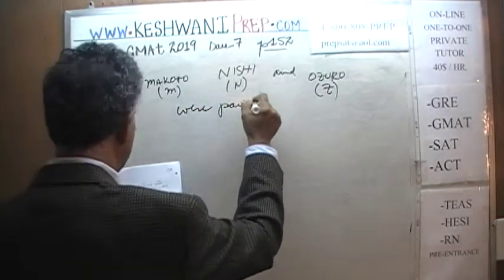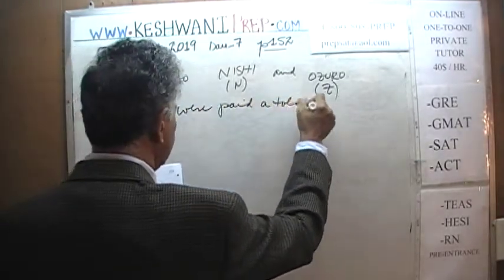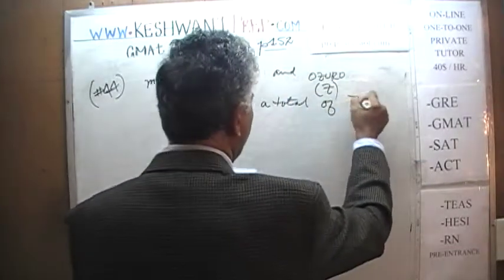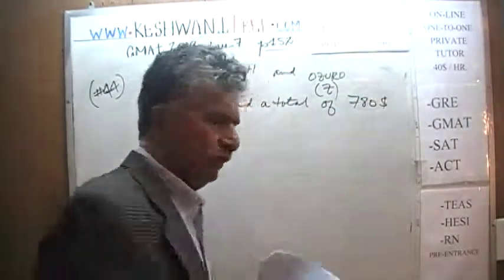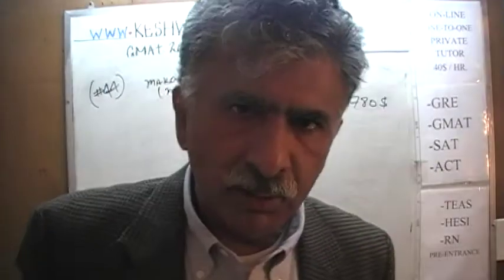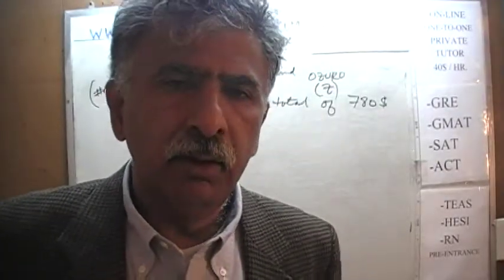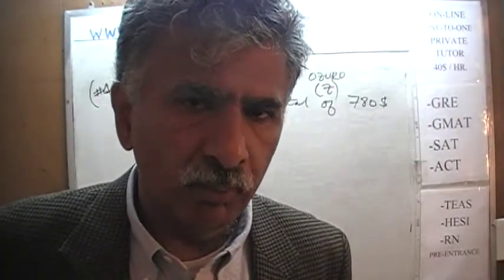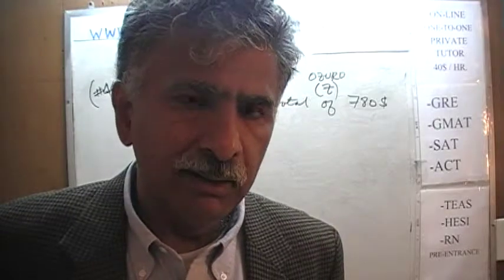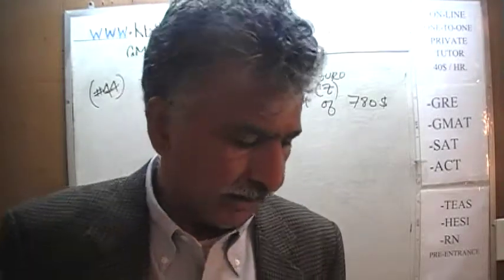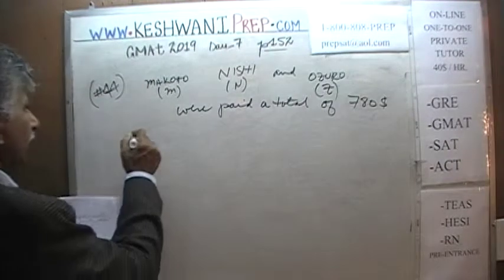Okay, so these three people, we were told, were paid a total of $780. They did some job together. They worked together and they finished doing some job. And the homeowner, after the job was finished, paid these people $780. Now here's the situation.